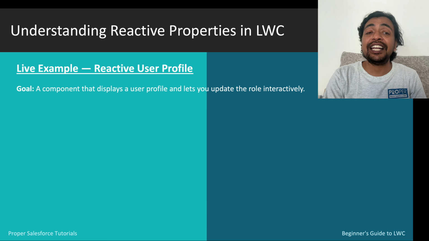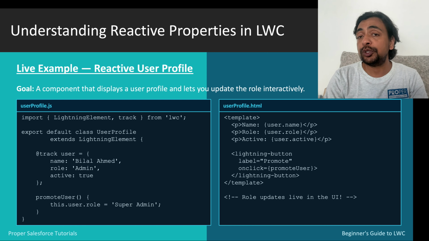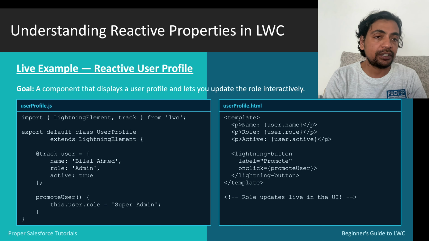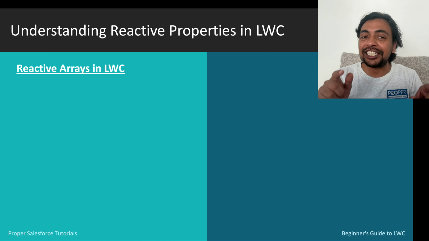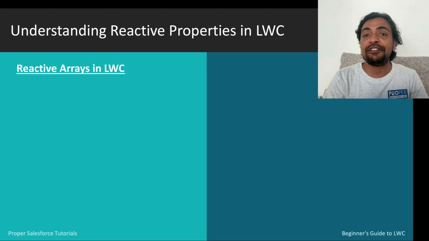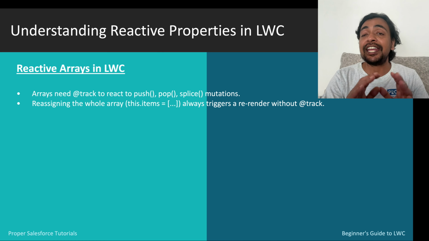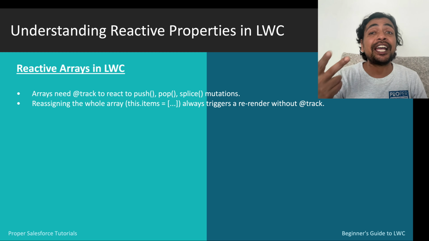Now we have already seen the live example of it, where we changed the role. We promoted the user to super admin, and you have seen how it works. Now let's talk about reactive arrays in LWC. I'm not showing the demo of it; I'm just discussing it and giving it to you as an assignment. You can do it yourself and check whether it works without @track and whether it works with only @track or not. Here I'm giving you some sample code as a hint, and you can utilize it and check it yourself. Now an array needs @track to react to push, pop or splice mutations.